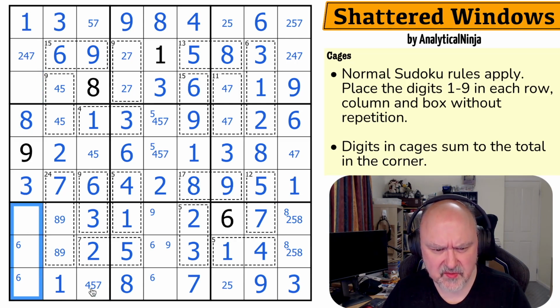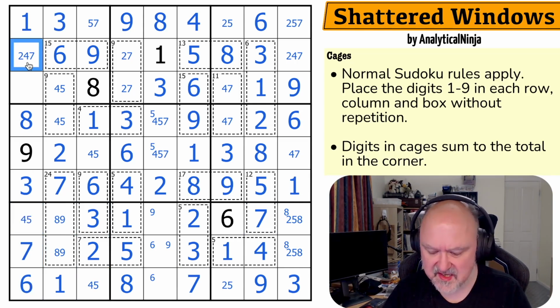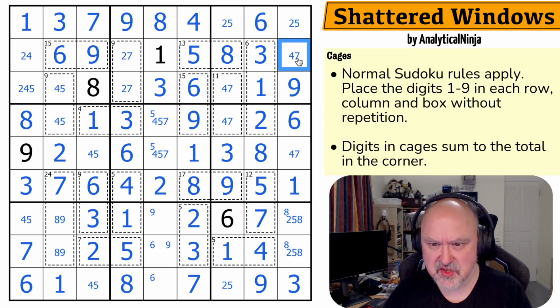4, 5, 6, 7. Well, that can't be a 7. Where is 7 in this box? Those two 7s are eliminating all of those. That's the 7, that's the 6. This is a 4 or a 5. The 7 looks up taking the 7 out of there. So this is 2, 4, 5. That's a 2, 4, 5 triple. That's the 7, which means there's no 7 there. This is a 2, 5 pair taking 2 out of there.